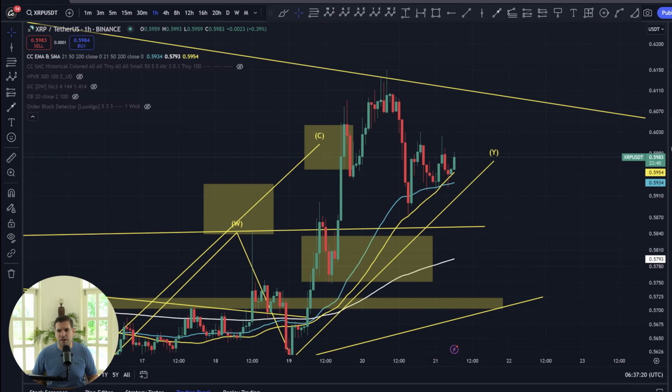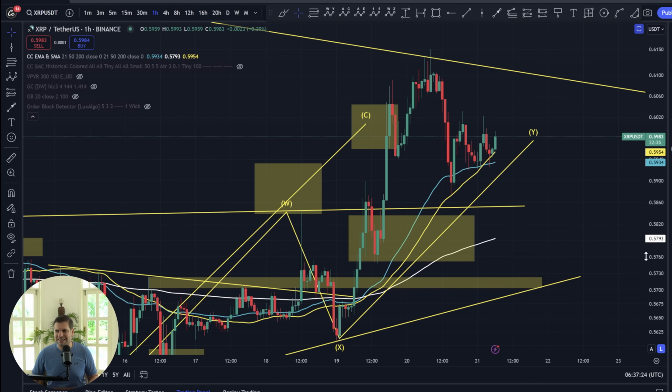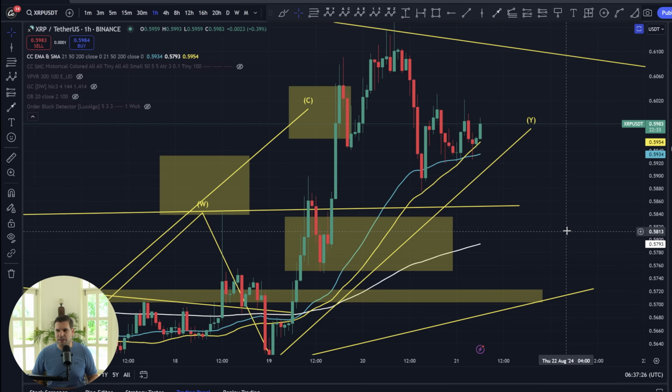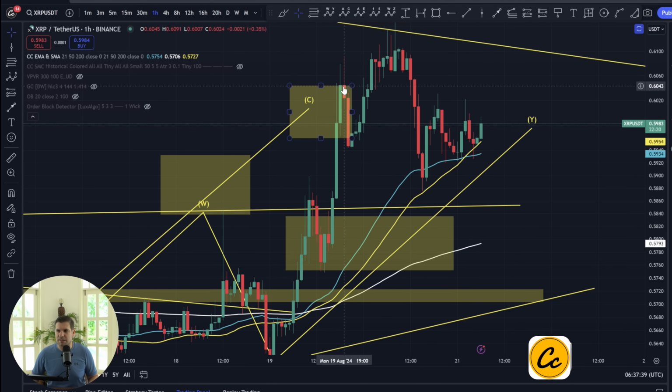We're going to kick things off here on the 1 hour time frame. So this is XRP paired up with USDT on the 1 hour Binance chart. We were talking about the progression up to this particular range yesterday. So we were looking for the range of 59.59 to 60.44. This is where we were expecting a reversal.